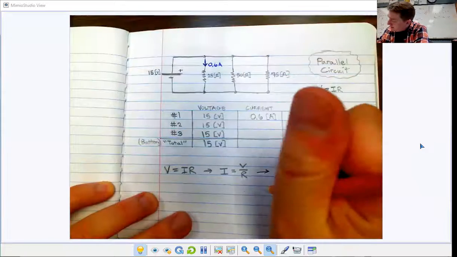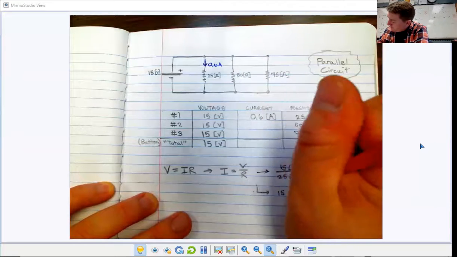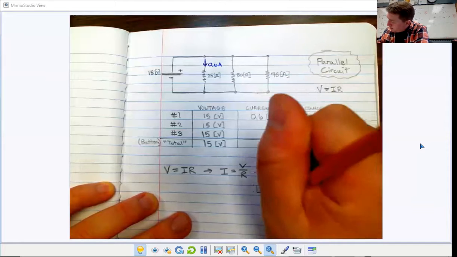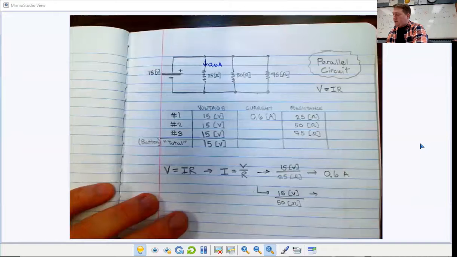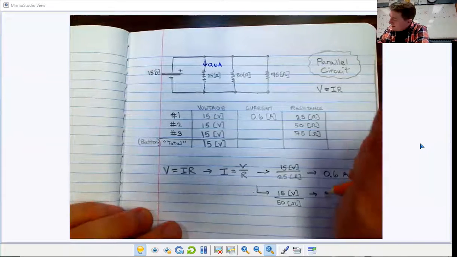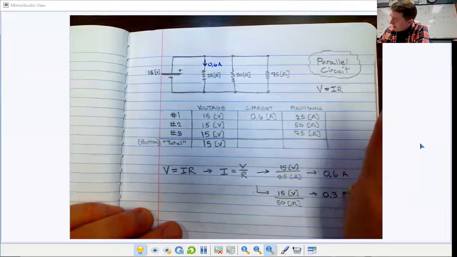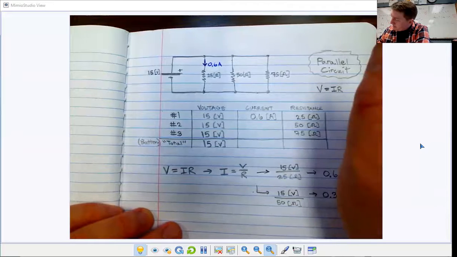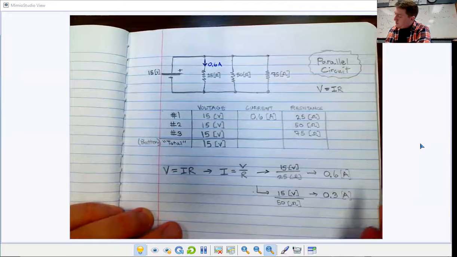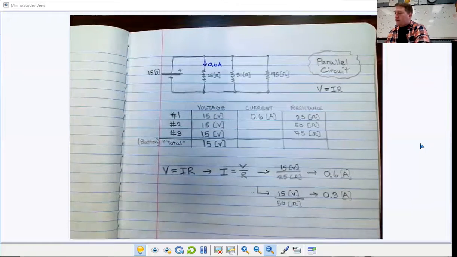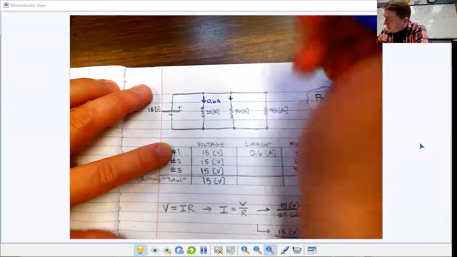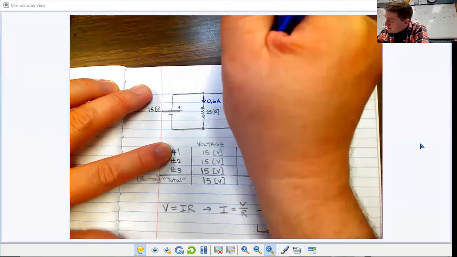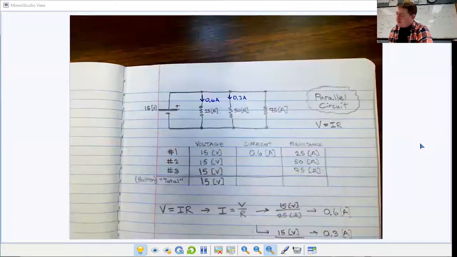The path still gets 15 volts, but now has double the resistance. 15 over 50 is 0.3 amps. I forgot my bracket here. Well, that makes sense. By doubling the resistance, I had half the current flowing through that pathway. So I'm going to draw a little blue arrow to show that 0.3 amps flows down through this particular resistor.